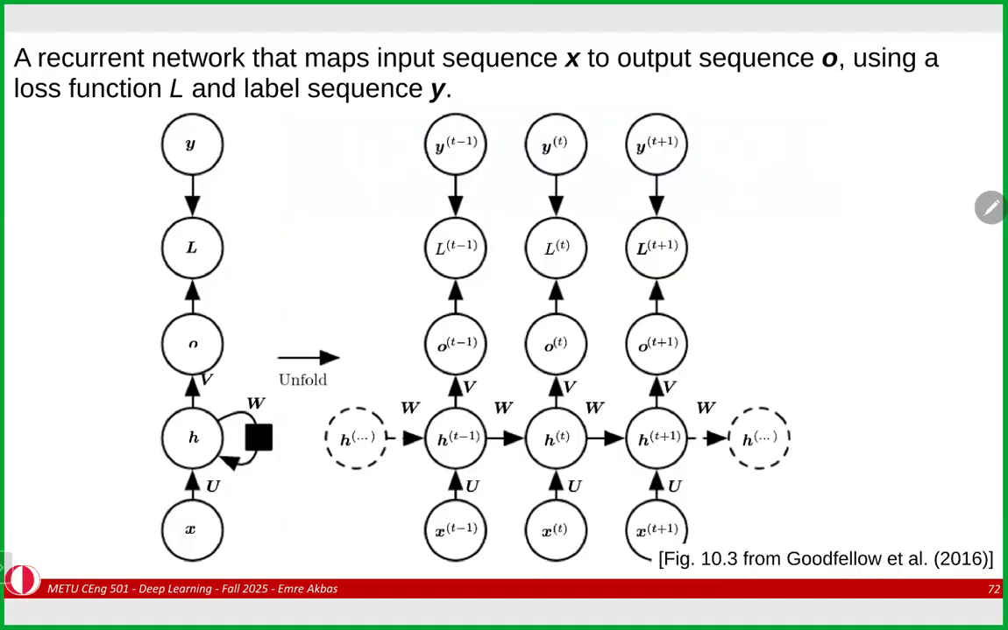It has a sequence of inputs. It has a sequence of outputs. And for that output, there's a sequence of labels that are provided by some data set. And you can compute a loss value at each time step. This is the most general setup that you can have.